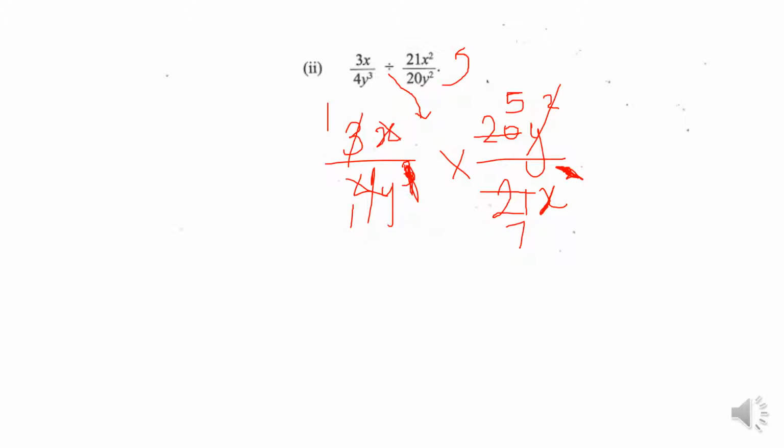So now let's multiply what's left. 1 by 5 is 5. What's left on the underneath? 1y by 7x, and that's going to give us 7xy. Okay?